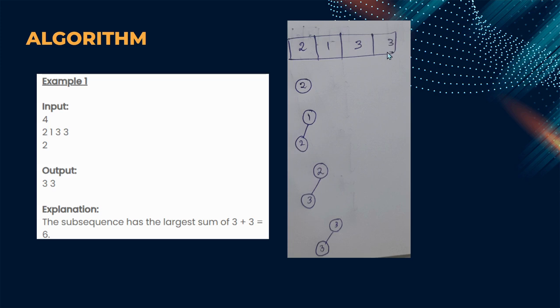When this 3 comes, we need to again decide here: this 2 will be deleted and this 3 will get added into the heap so that it returns the maximum possible sum. Our output is going to be 3 and 3.